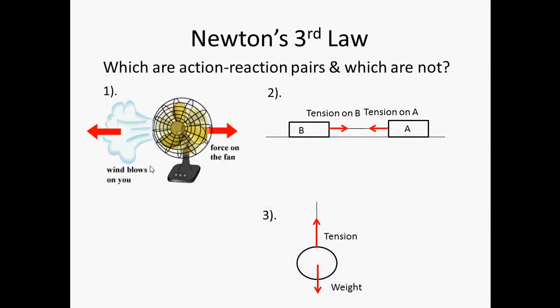So with this understanding, could you try to do these three questions, and find out which of these examples are action-reaction pairs and which are not. You can pause the video at this point in time and try to do it now. Please pause it now.